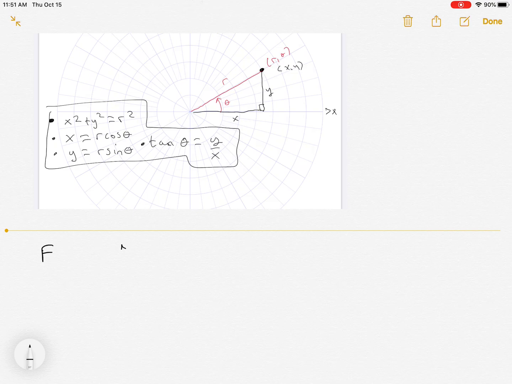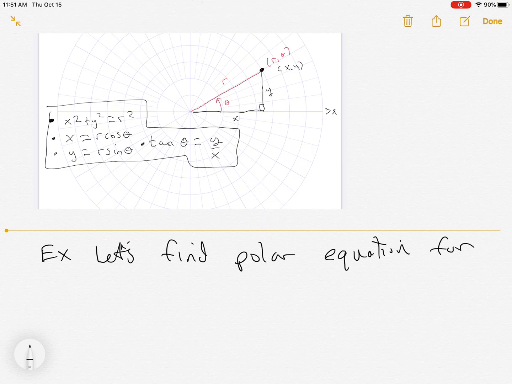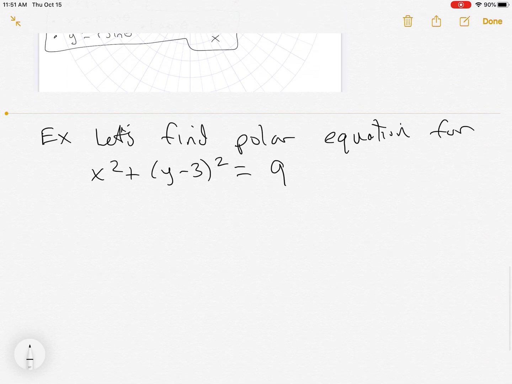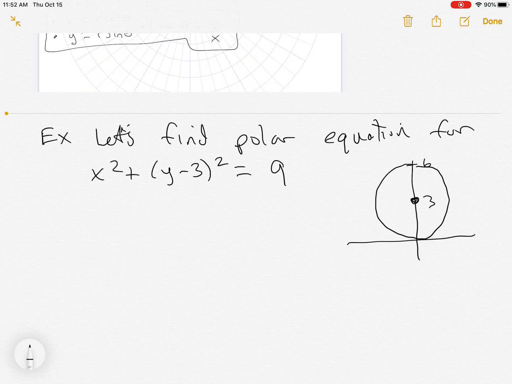Okay. So let's find the polar equation for the circle x squared plus (y minus 3) squared equals 9. And this is a circle of radius 3 centered at (0, 3). So let's see, it looks like this. Okay, so we're going to use those identities here.